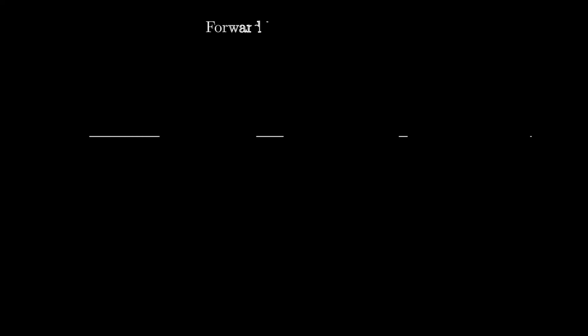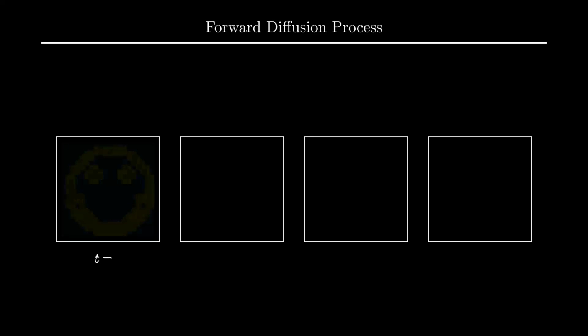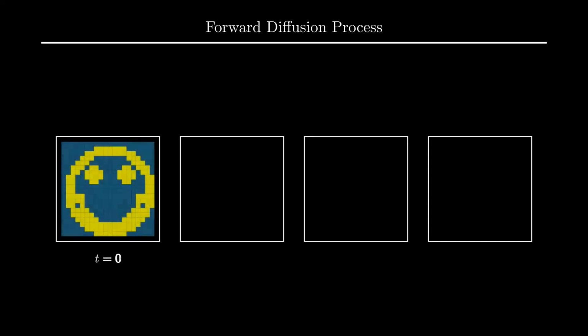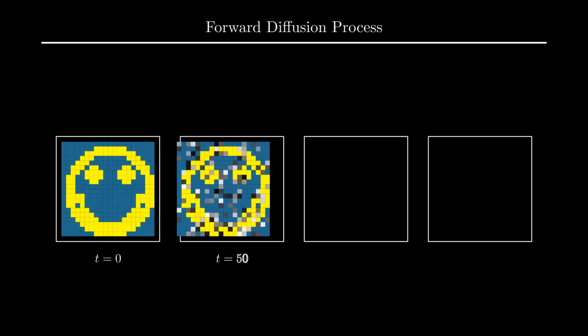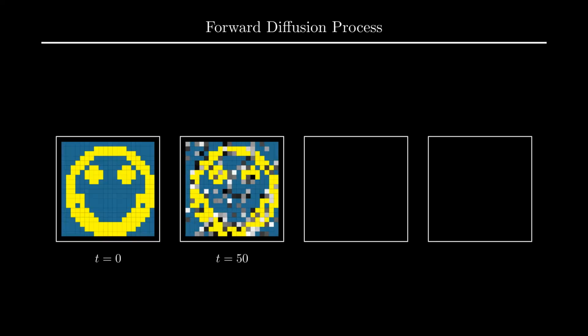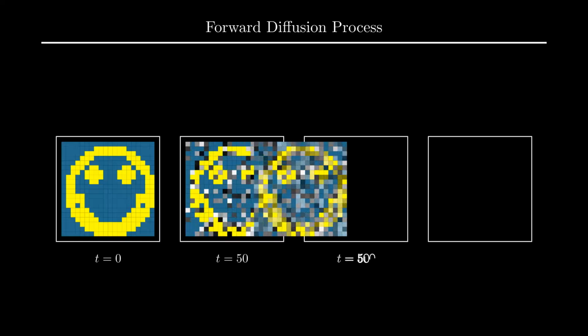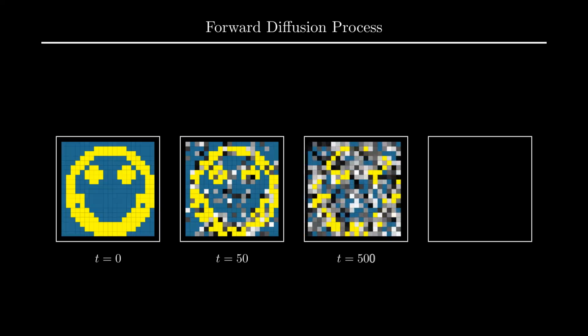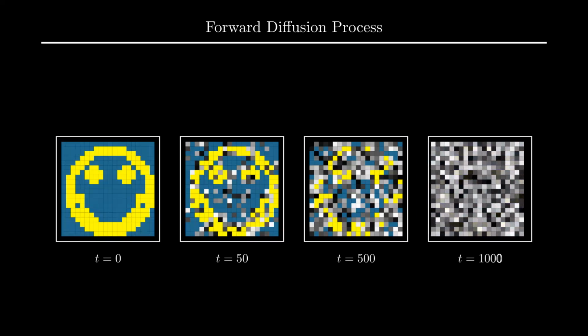To understand how AI creates, we first need to understand how it learns to destroy. This is the forward diffusion process. We start with a clean piece of data from our training set. Let's call this time step 0. It has clear structure and meaning. At each step forward, we add a small amount of Gaussian noise. Think of this like adding a layer of static over a television signal. At step 50, the image is grainy, but recognizable. As we continue this process hundreds of times, the noise accumulates. By step 500, the original information is struggling to survive against the randomness. Finally, at step 1000, the original image is completely obliterated. We are left with pure noise.